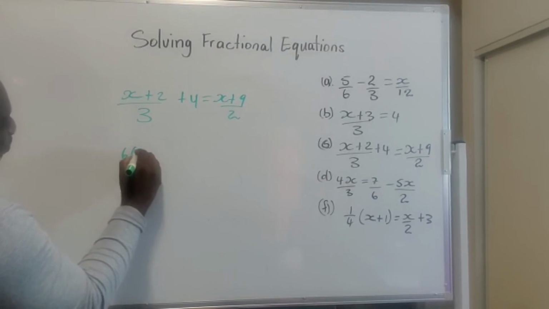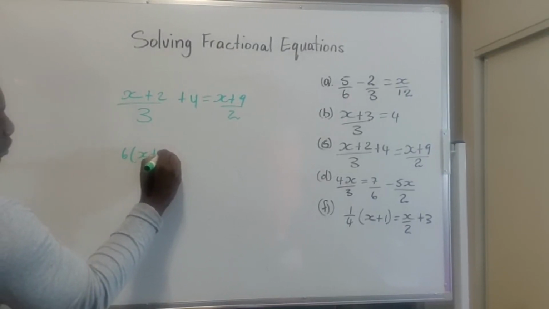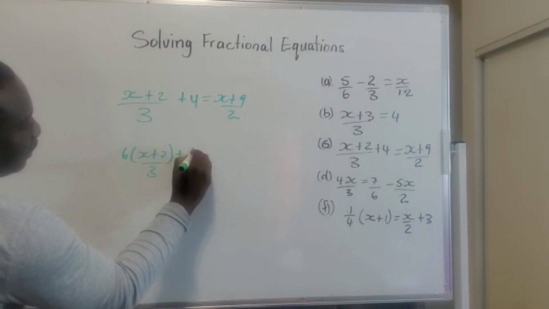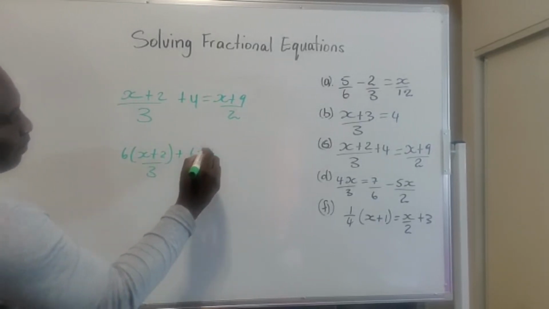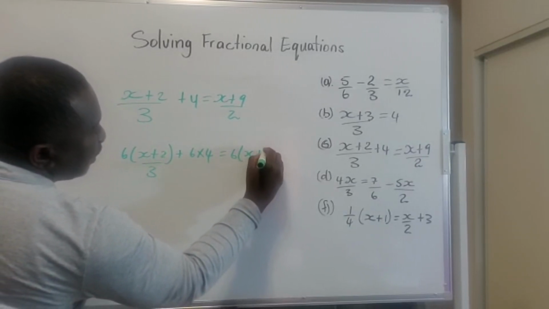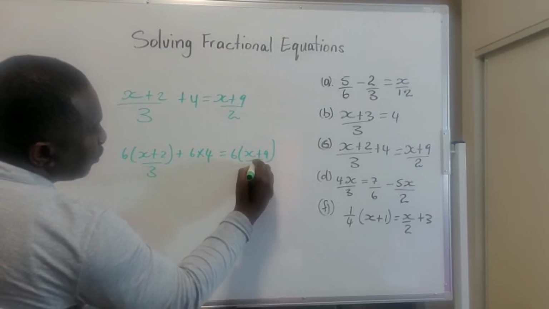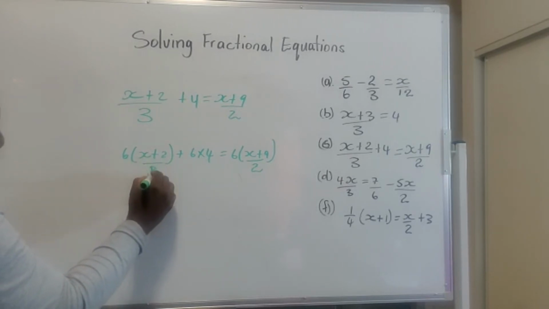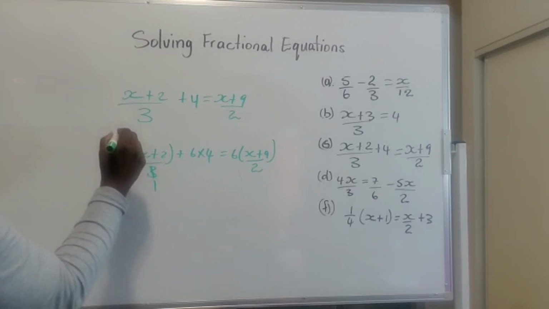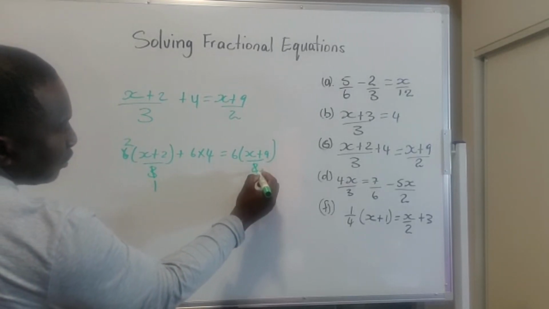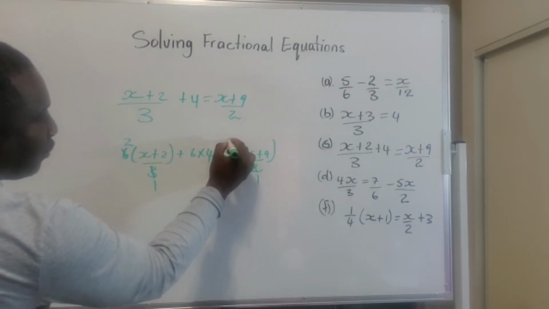6 open bracket x plus 2 all over 3 plus 6 times 4 is equal to 6 open bracket x plus 9 all over 2. Now we can simplify. 3 into 3, 1. 3 into 6 goes 2 times. Can do the same on this side. 2 into 2, 1. 2 into 6 goes 3.